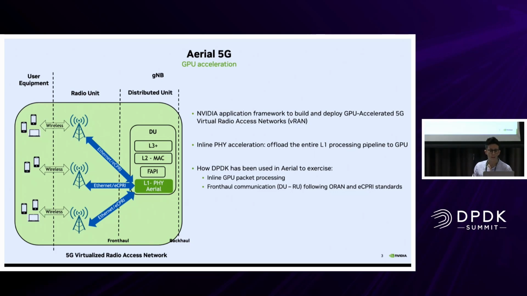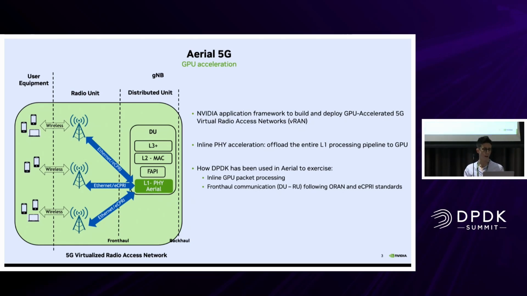Aerial 5G is a software that we implemented at NVIDIA, and it is responsible for the physical layer within the distributed unit within the gNB. It means that we can accelerate the signal processing entirely on the GPU. On top of that, because of where we want to place the Aerial software, at the physical layer of the DU, we also need to take care of the communication with the radio units connected to the wireless clients. And this has to happen in a very specific way, following the eCPRI protocol over the fronthaul.